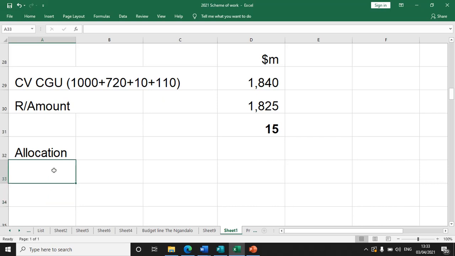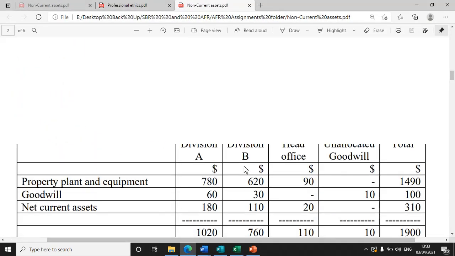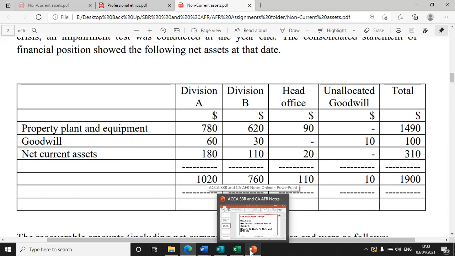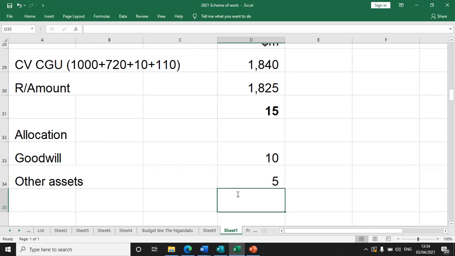Excuse me. So goodwill, that is corporate goodwill. If you look at our question, corporate goodwill is standing at about 10 there. So I'm going to allocate that loss to the corporate goodwill and then the rest to other assets, and of course we're going to do justice to that. Okay, so you're saying goodwill gets 10, then other assets. How do I write other assets? What do you have? You've got a 5, so that you can complete the number there.